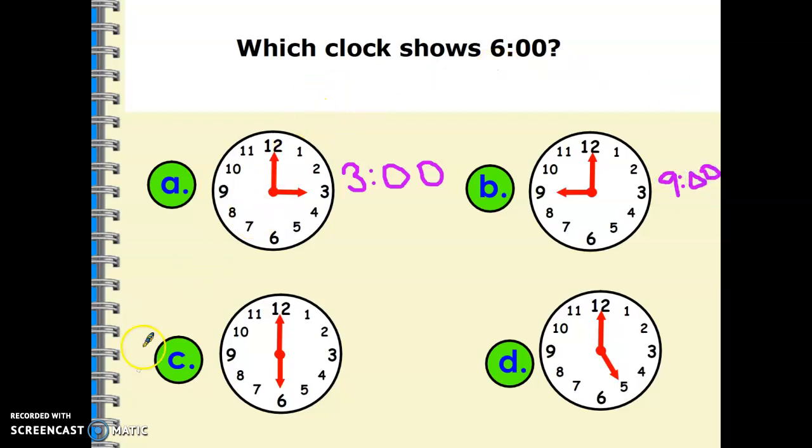Okay, so I want you to continue for C and D and tell me what the answer is. Which clock shows 6 o'clock? I cannot wait to hear your response.